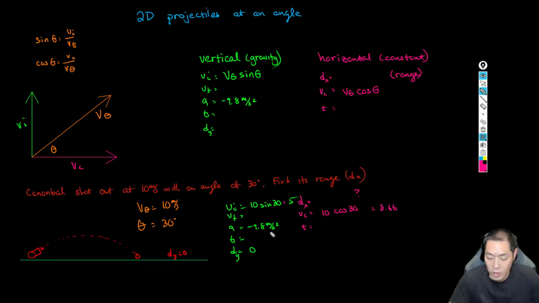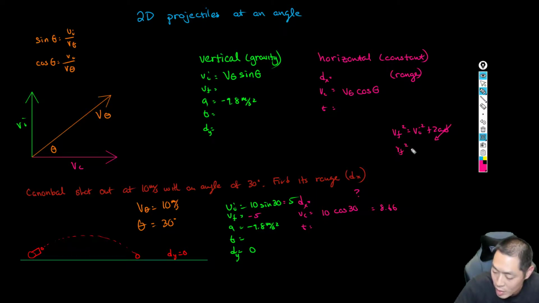Okay, so we have 1, 2, 3. Technically we have one more thing we know. If this is 5, this is -5. How do we know that? So I'm going to write it over here. Remember, one of the equations is VF squared equals VI squared plus 2AD. If my D is 0, VF squared equals VI squared. So it's equal but opposite. So now we have 1, 2, 3, 4.